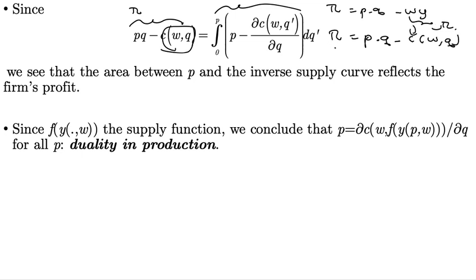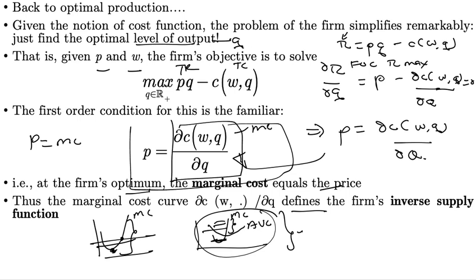Now from here, if you can recall in the previous slide, we found the first order condition in which we differentiate the profit function with respect to output. Because of this statement, look at this. The problem of the firm simplifies remarkably because we just need to find the optimal level of output. Now, let's go back to this.